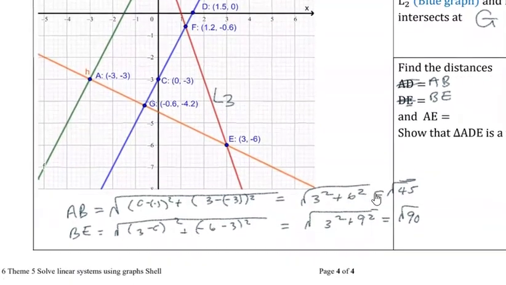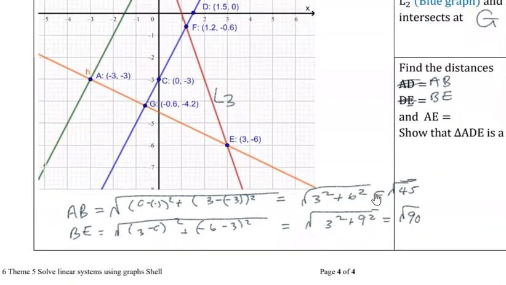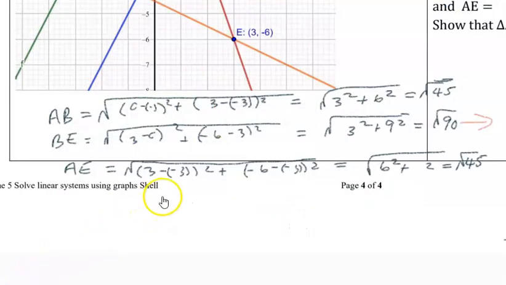And then the next one, which is AE, you can still see the coordinates there. That can be (3 minus 3) squared plus (minus 6 minus 3) squared. When we work out AE, then that last part there, minus 6 minus 3, becomes 3 squared. The answer is still 45.